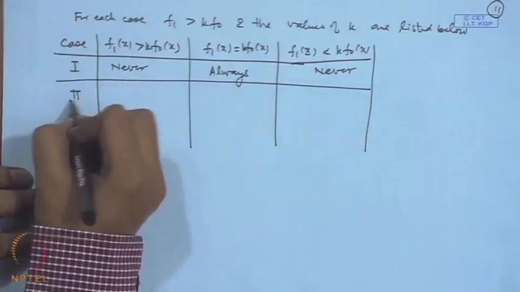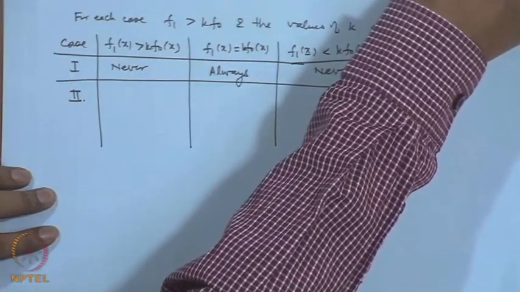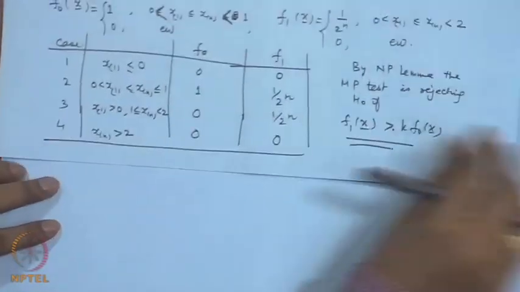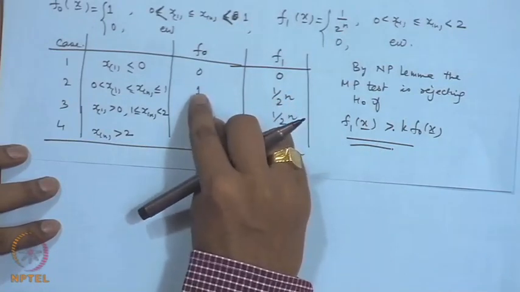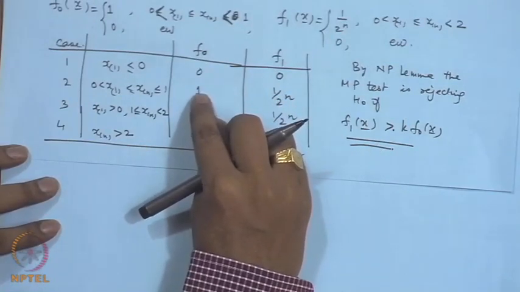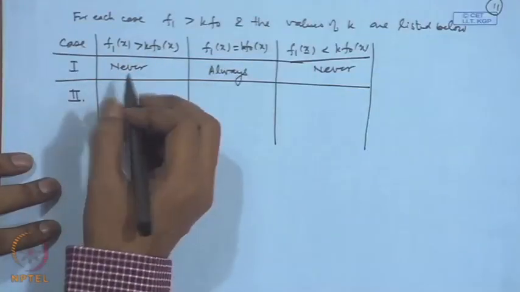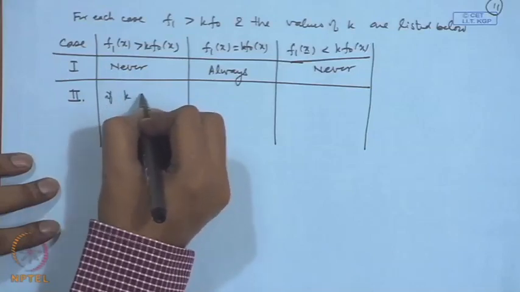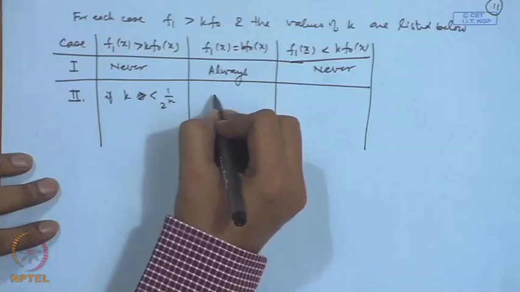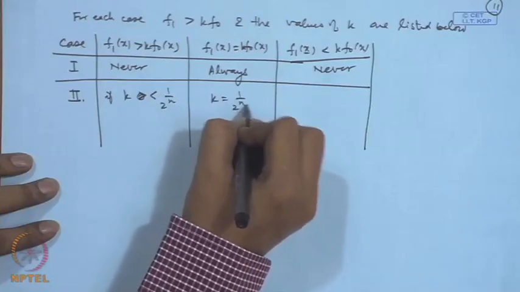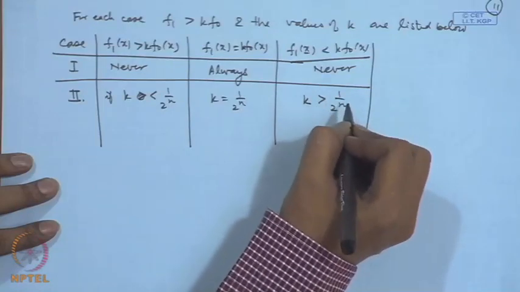Let us consider the second case. In the second case, if we look at f 1, that is 1 by 2 to the power n, greater than k times f naught, this condition is true if k is less than 1 by 2 to the power n. This is true if k is equal to 1 by 2 to the power n. This is true if k is greater than 1 by 2 to the power n.